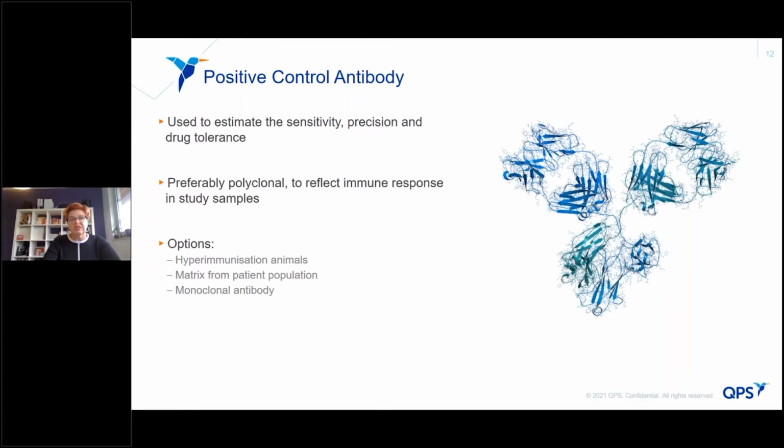As the immune response in study samples will be polyclonal, it is preferred also to use a positive control antibody that is polyclonal. This can be obtained by hyperimmunization of animals and then subsequent purification of the antibodies. In some cases, it is possible to obtain a positive control antibody from a patient matrix, from a suitable patient population. However, not in all cases is it possible to obtain a polyclonal antibody response, and in that case, a monoclonal antibody can be used instead.